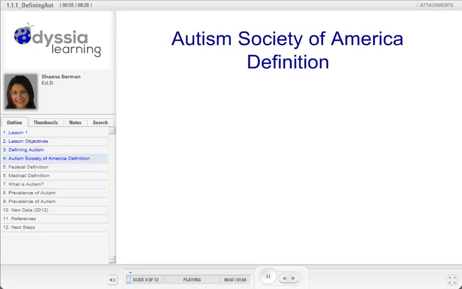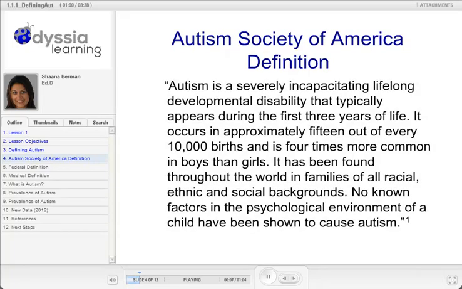According to the Autism Society of America, autism is a severely incapacitating, lifelong developmental disability that typically appears during the first 3 years of life. It occurs in approximately 15 out of every 10,000 births and is 4 times more common in boys than in girls. It has been found throughout the world in families of all racial, ethnic, and social backgrounds. No known factors in the psychological environment of a child have been shown to cause autism.